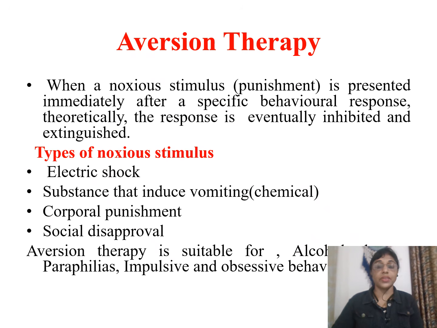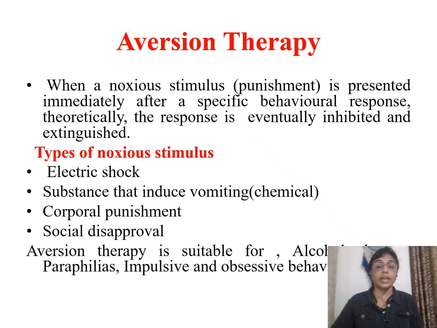Aversion therapy. When a noxious stimulus or punishment is presented immediately after a specific maladaptive behavior response, theoretically the response is eventually inhibited and extinguished. The types of aversion therapy include electrical aversion, chemical aversion, and aversion through emesis. In electrical aversion, a small electric shock is delivered with the maladaptive behavior in order to stop the behavior.